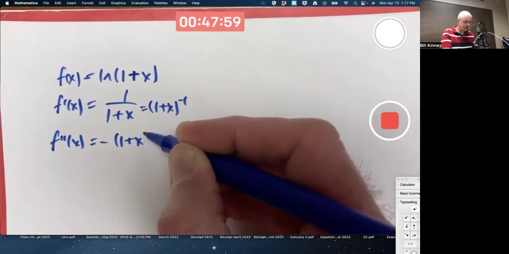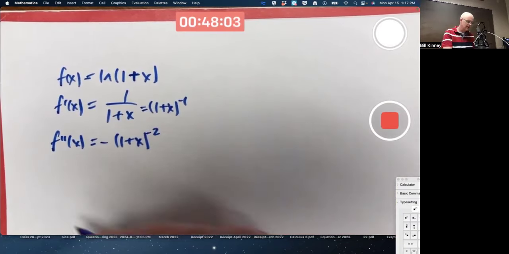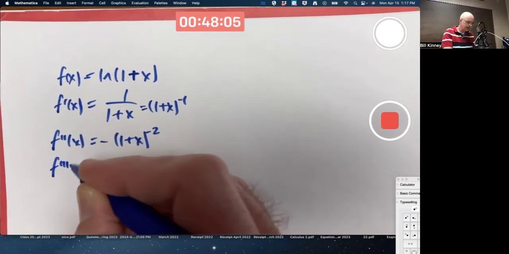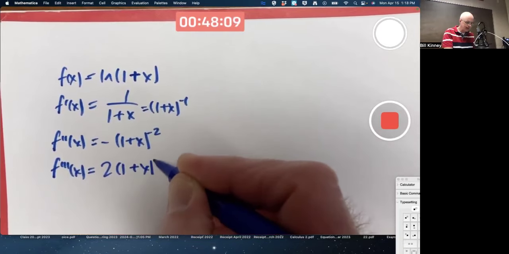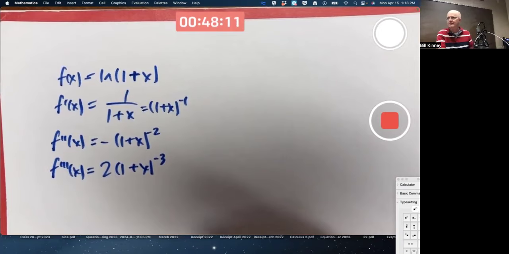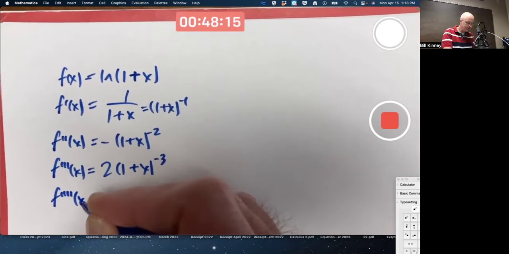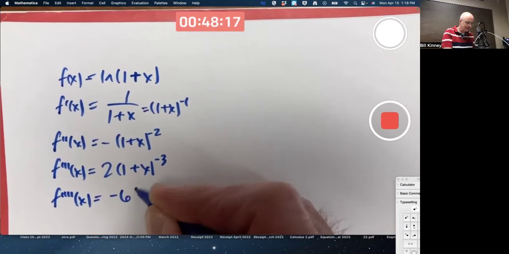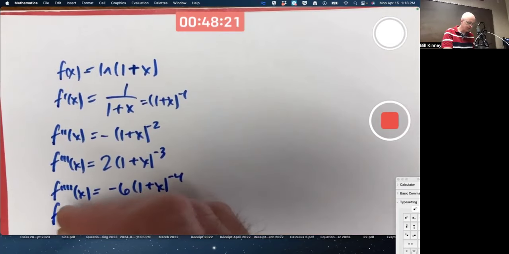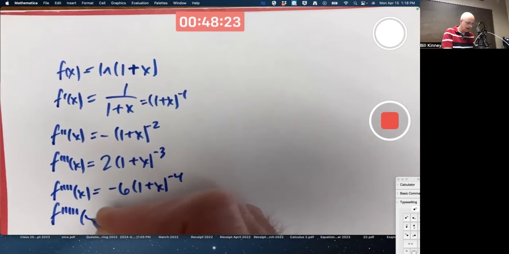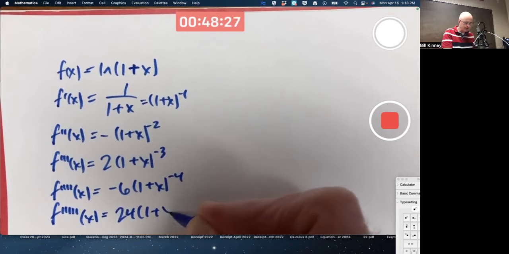The second derivative of this example is the same as the first derivative of the last example. The third derivative of this example is the same as the second derivative of the last example. The fourth derivative of this example is the same as the third derivative of the last example. Let's go one more. The fifth derivative of this example is the same as the fourth derivative of the previous example.